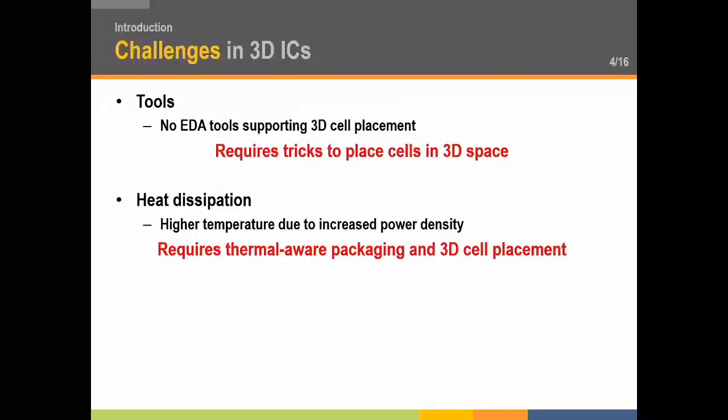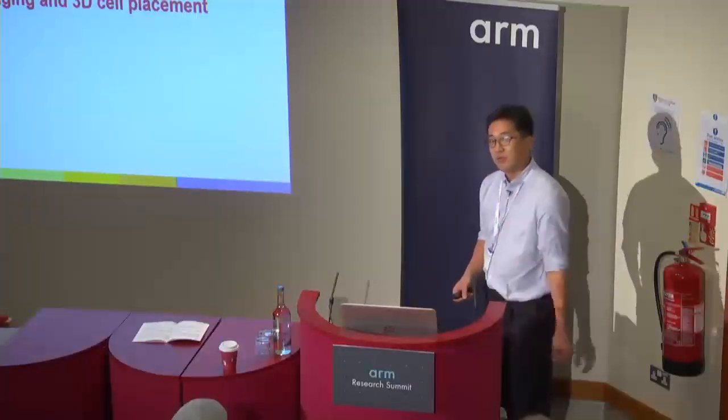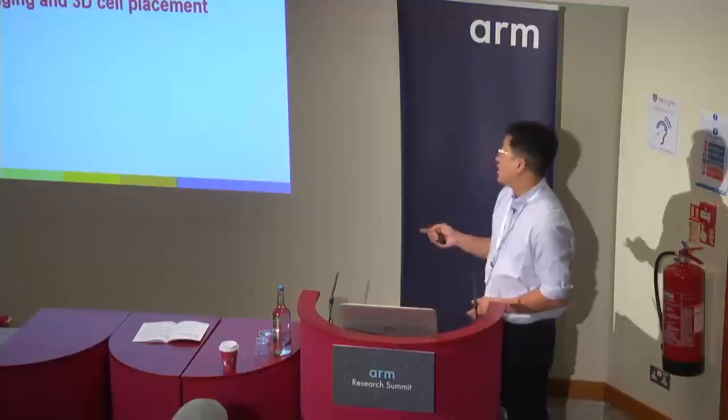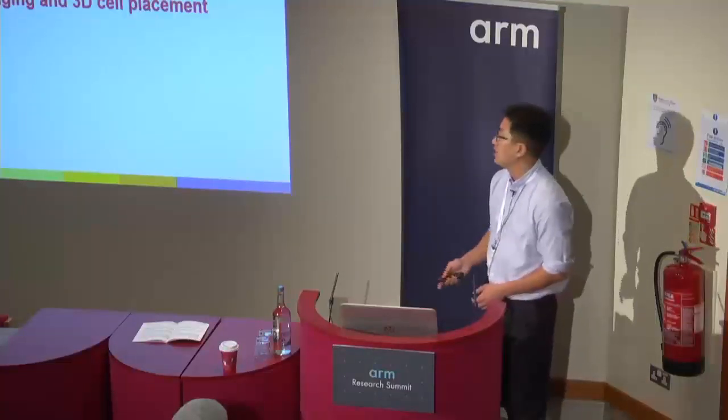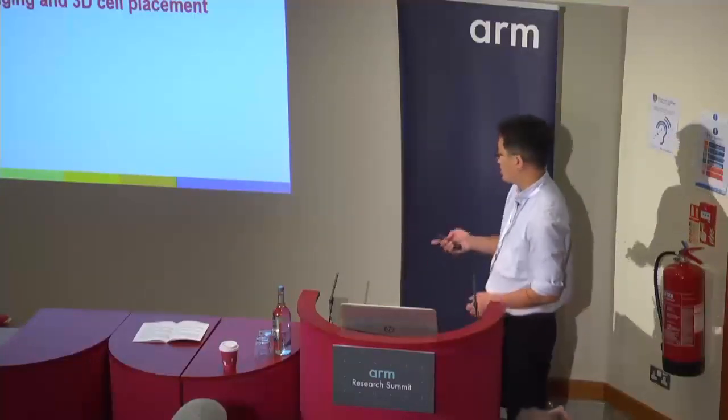There are some challenges in 3D ICs. The first one is EDA tools. There are no EDA tools which support 3D placement of cells, so we need to use some kind of tricks to place cells in the 3D space. And the increasing power density, due to the reduced footprint as well as multiple layers of transistors, makes heat dissipation complicated, resulting in higher temperature and requiring thermal-aware packaging for 3D IC and 3D cell placement.